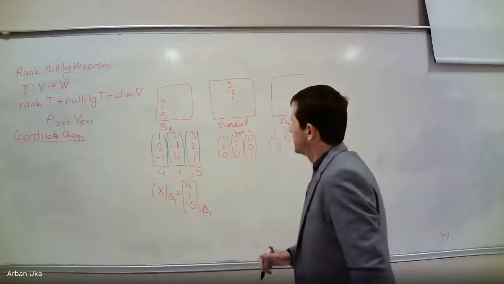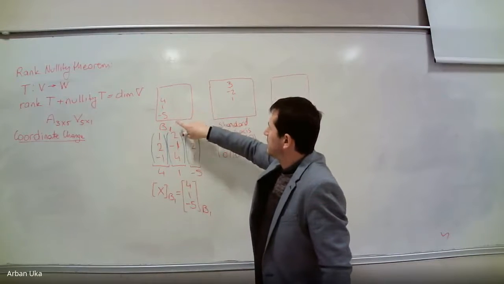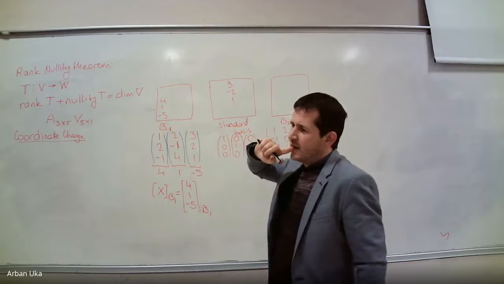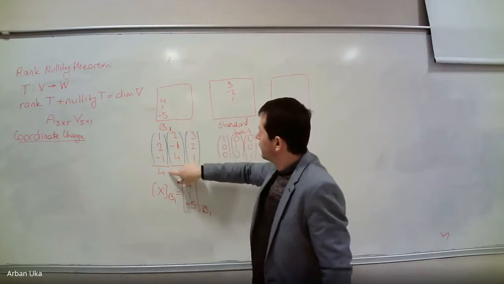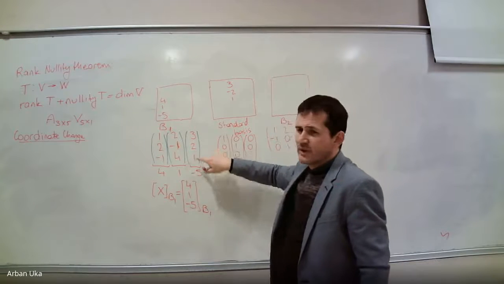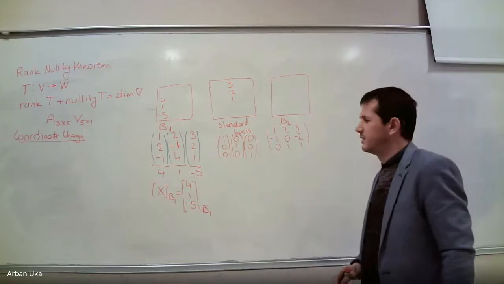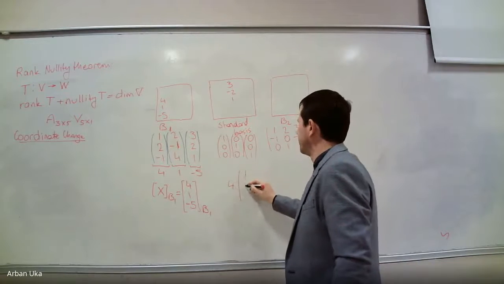How can we find that? What we can do for that is the following. Now we are in this basis, and if we want to see how they look in the standard one, we should do the following. We do 4 times this, plus 1 times this, minus 5 times this. Do you find this intuitive? What do you think?